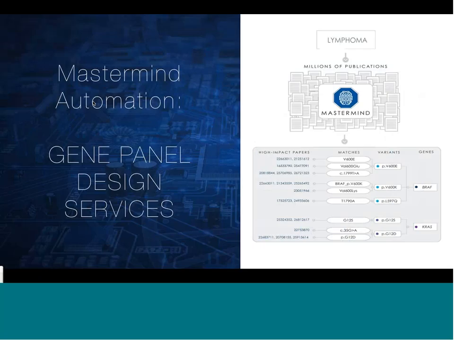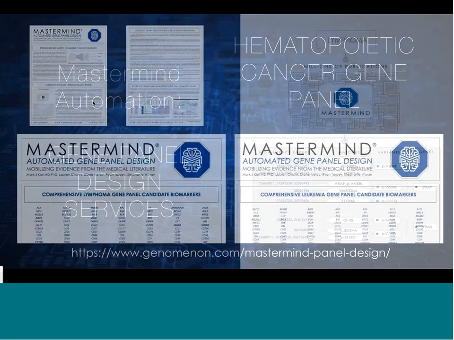Other ways to automate Mastermind include examining the data through data feeds or APIs, or otherwise engaging Genomenon in using Mastermind's services, including gene panel design services, an example use case that Victor Wegman from Q² will discuss later, as Genomenon and his group produced a gene panel design for acute myeloid leukemia.